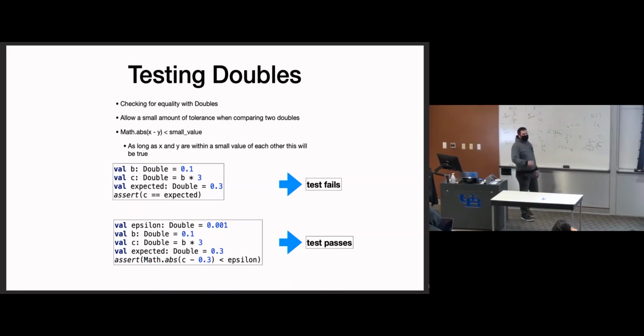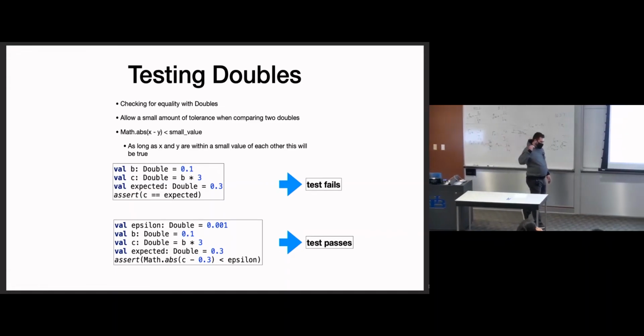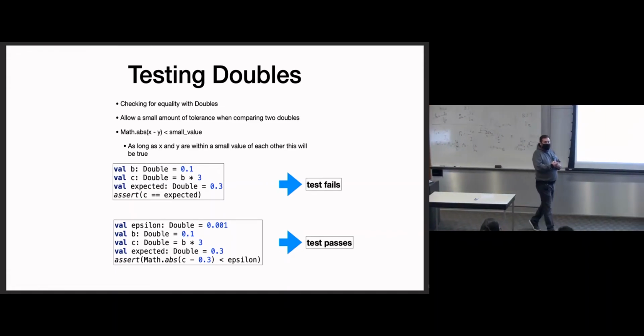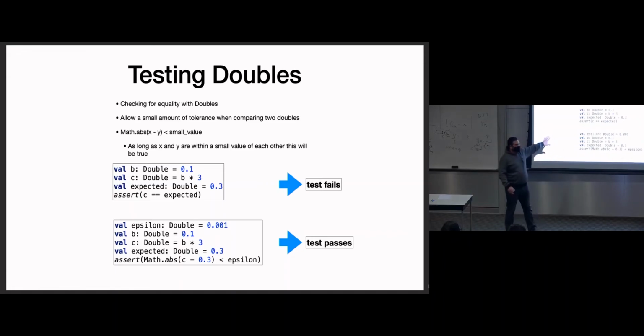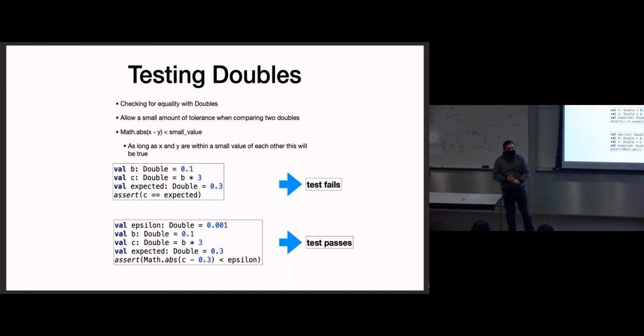For testing task 2, it returns a double. Average population is a double. So we do have to think about this. When you're testing task 2, when you're writing your test for that, make sure you are allowing some tolerance in those doubles. Average population is a double.